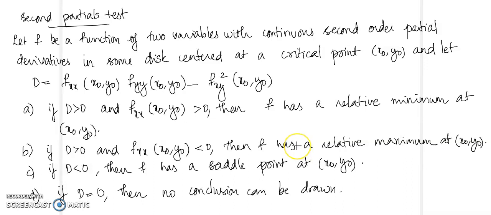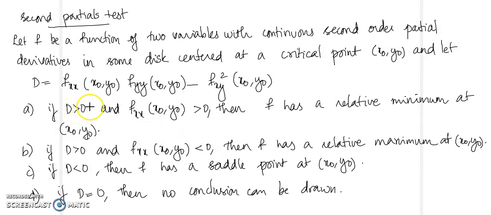Hello, so in today's class we will look at the second partial test and then we will see how to find the relative maxima and relative minima of functions of two variables. In the single variable function case we have seen the first derivative test and the second derivative test. Similarly, here you have the second partial test.